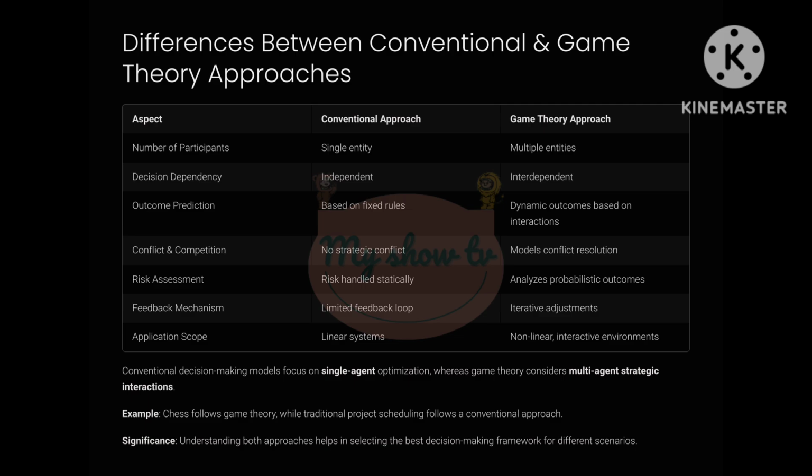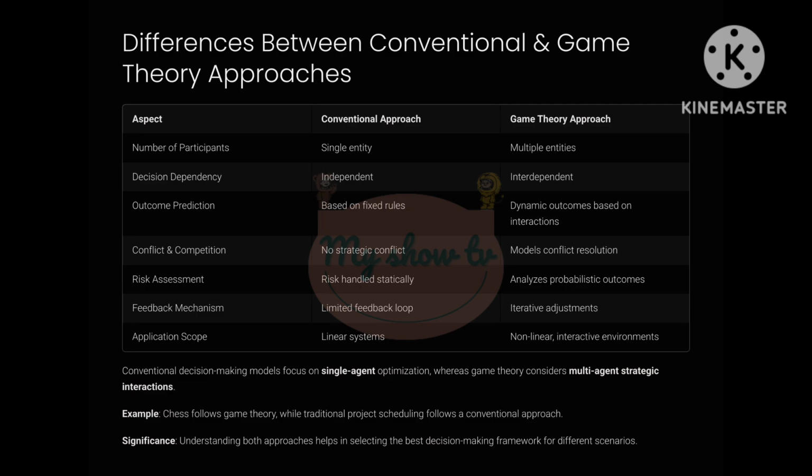2. Decision dependency. In conventional decision-making, decisions are independent, the outcome depends solely on the entity's choices. In contrast, game theory considers interdependent decisions, where each player's choice affects and is affected by others.